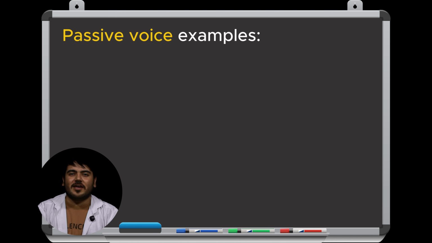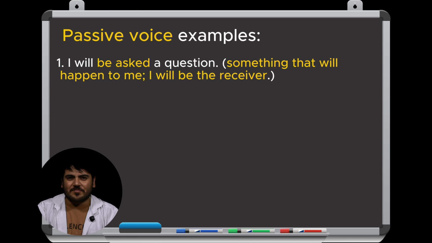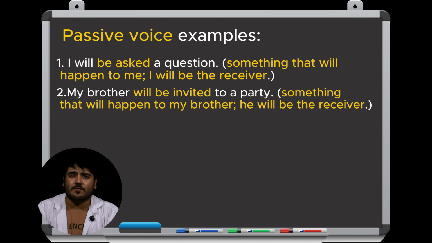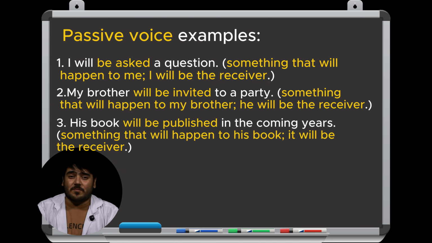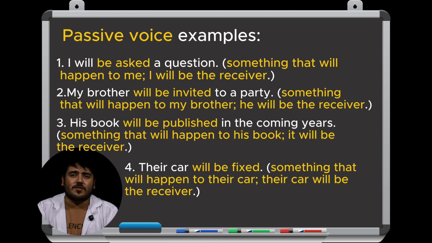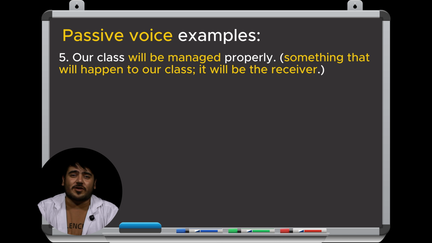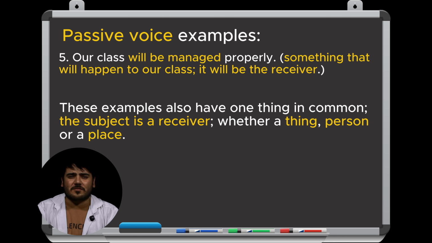And in passive, I'll be asked a question. This is something that will happen to me in the future, and I'll be the receiver. Or my brother will be invited to a party. His book will be published in the coming years. Their car will be fixed. Our class will be managed properly. These examples also have one thing in common. The subject is a receiver, whether a thing, a person, or a place.